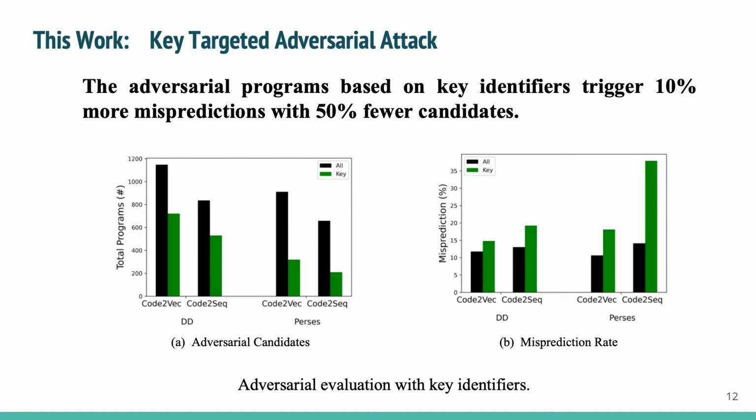Comparing delta debugging and Perses, the Perses-generated candidate programs are more vulnerable to adversarial attack than delta debugging, with fewer candidates than delta debugging. This might be highlighting the importance of key tokens found in Perses-generated reduced programs.